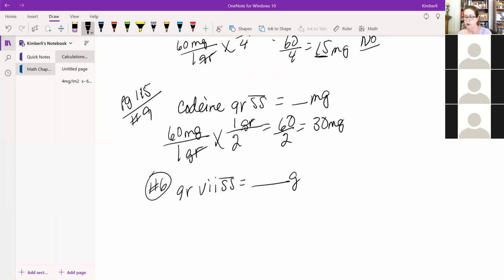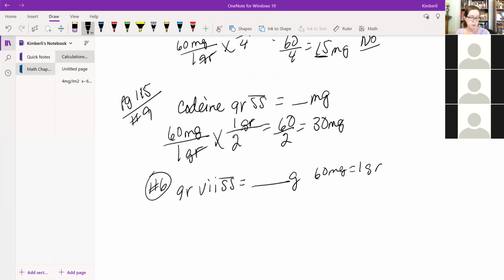Now it wants us to go from grains to grams, but how many grains do I have? 7.5. Yes, 7.5 grains. And does it tell me which drug that is? No. So we don't know which drug it is, so we can't go over to page 107 to see if it's aspirin, Tylenol, or iron. So we're going to use 60 milligrams per 1 grain.